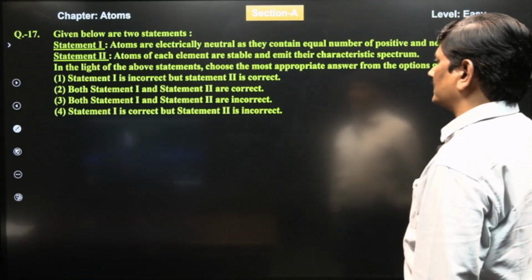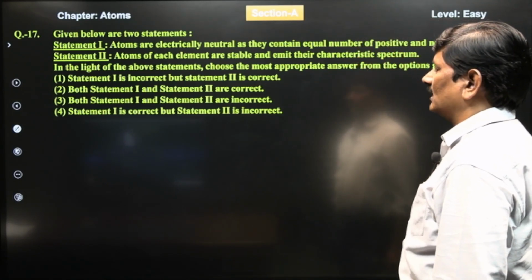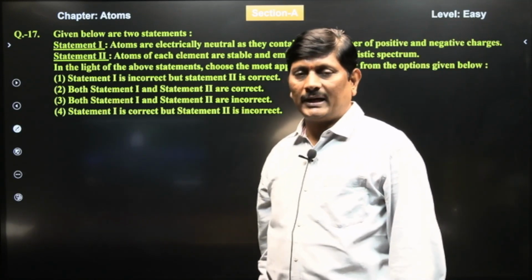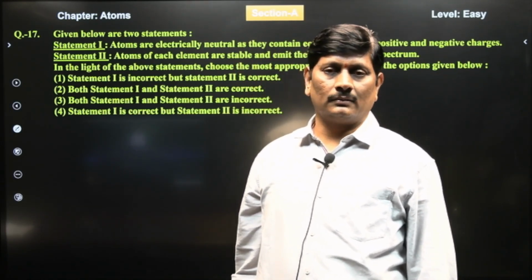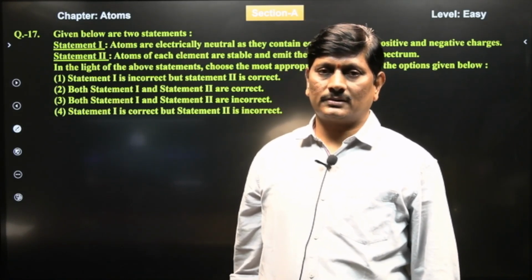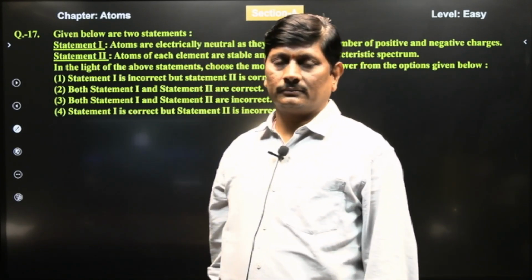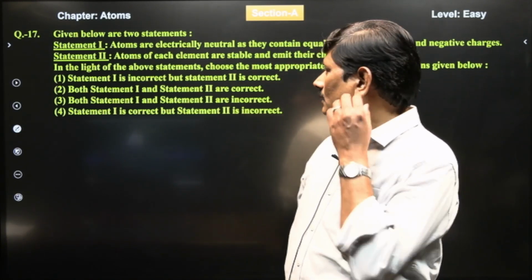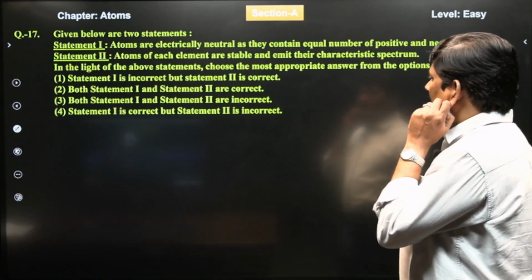Atomic spectrum is the characteristic spectrum that we know. Atoms of each element are stable. Actually, if the atoms are stable, there should not be any molecules. If the atoms are really stable, there is no need of molecule. Formation of bonds, atoms bonding, forming the molecule. There is no need of molecules. There is no formation of bonds. So atoms of each element are stable and emit their characteristic spectrum.